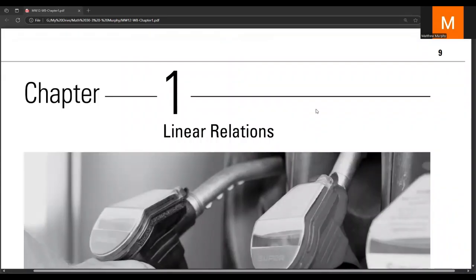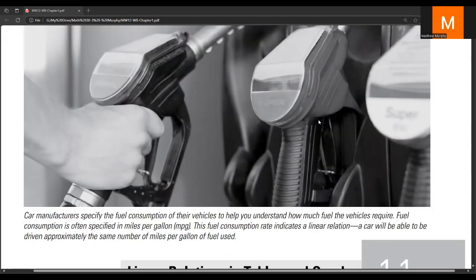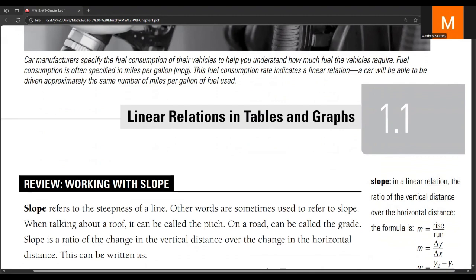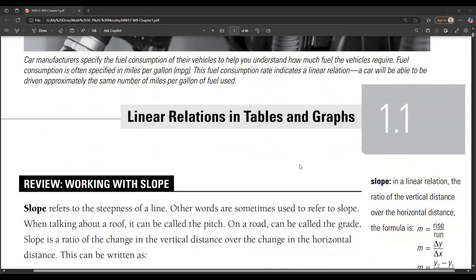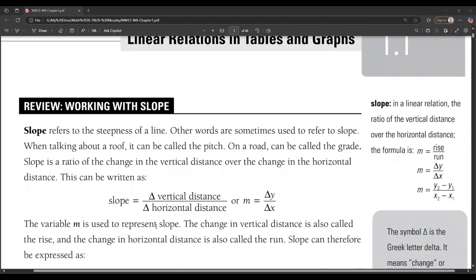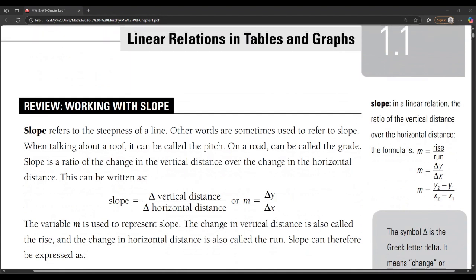This is chapter 1, linear relations. And we're going to start on linear relations in tables and graphs, 1.1. So we're just going to do a quick review on slope. And slope refers to the steepness of a line.